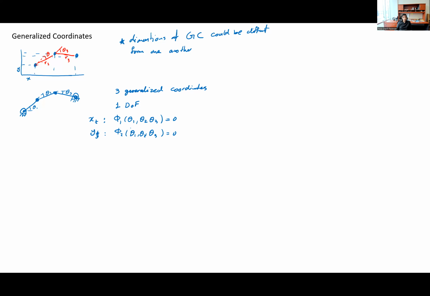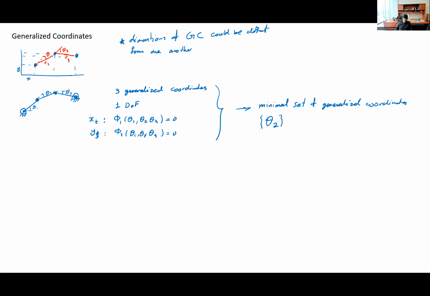So I have three coordinates and they're all dependent. And I need only one variable, and that is called the minimal set of generalized coordinates. So I only need one, and possibly, let's call it theta 2, because I don't want to use theta 1. That is the minimal set of generalized coordinates to describe a system fully.